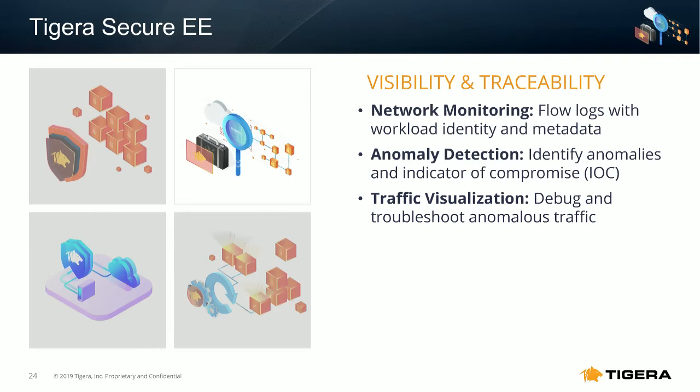The second key aspect of Tigera Secure is the visibility and traceability, and you need visibility for various different reasons. Oftentimes we run into 3 primary use cases. One is network engineers, they're trying to troubleshoot connectivity. There is a service incident and they're trying to figure out, is it the policy that has denied traffic or is it the network fabric?